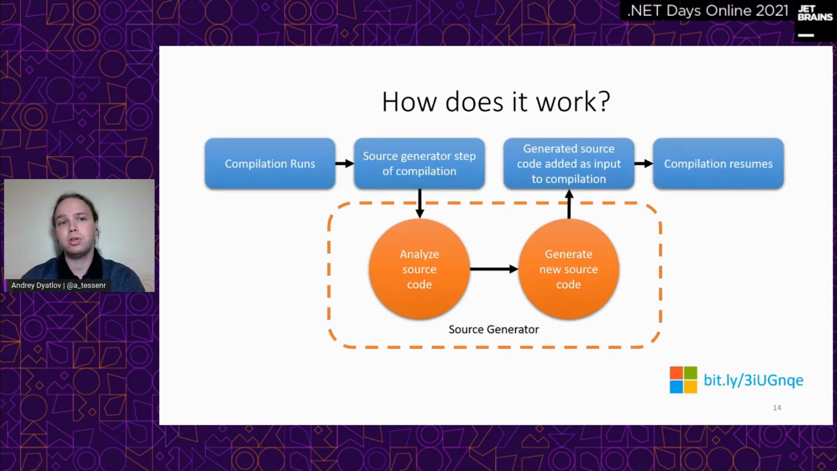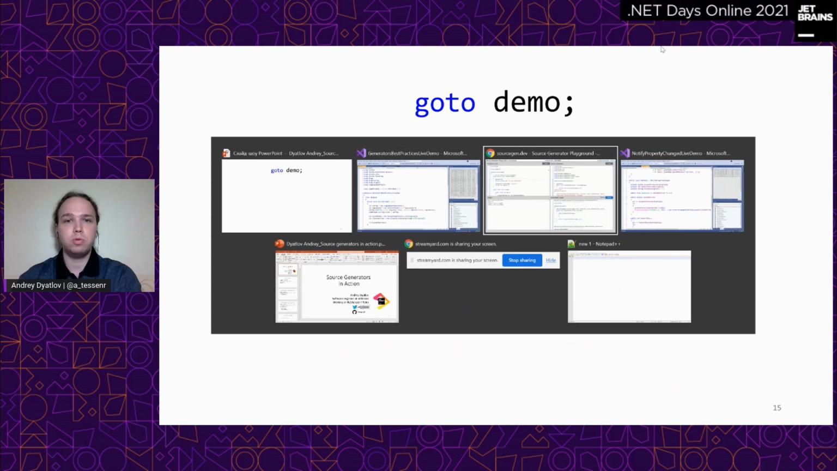So Roslyn begins the compilation of your project. It reaches some source generation step of compilation. It transfers control to your type along with everything it knows about the target project. And based on this information, you can generate new source code that will be added as an input to compilation, and it will resume as if these files were there forever. So let's get to the first demo.